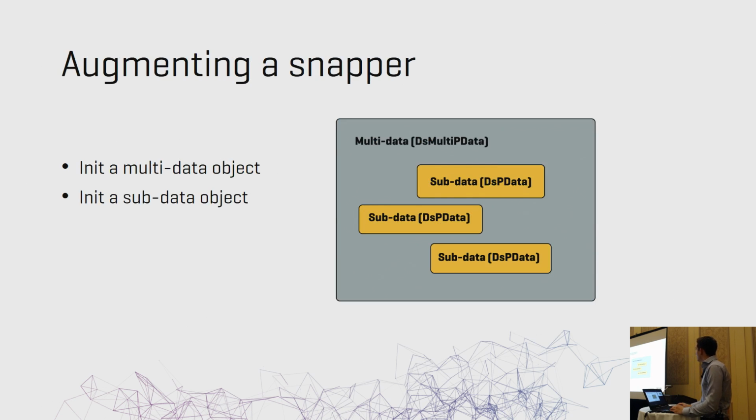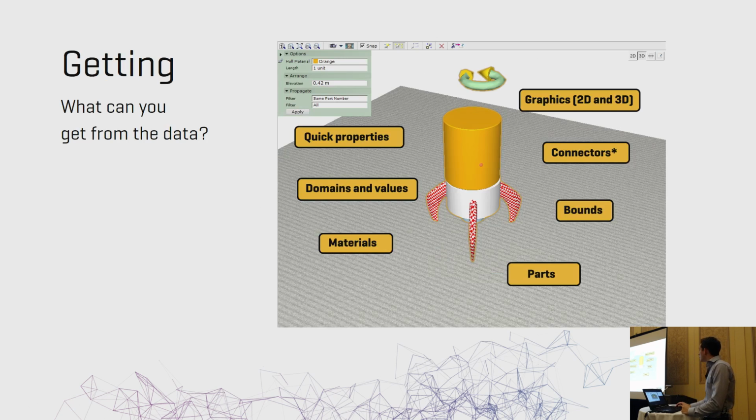Yeah, and this is an image of the container. You have the multi-data, which is a DS multi-P data, and you have the sub-data, which is DSP data. You need to init the multi-data, and then you need to init the sub-data, and then you need to append the sub-data to the multi-data. These are some of the things that you can get. Connectors, not supported a lot right now.